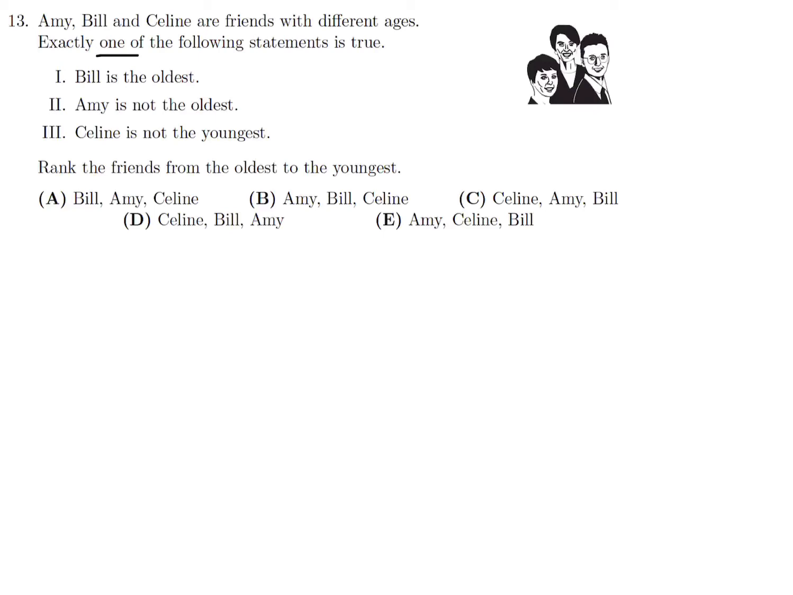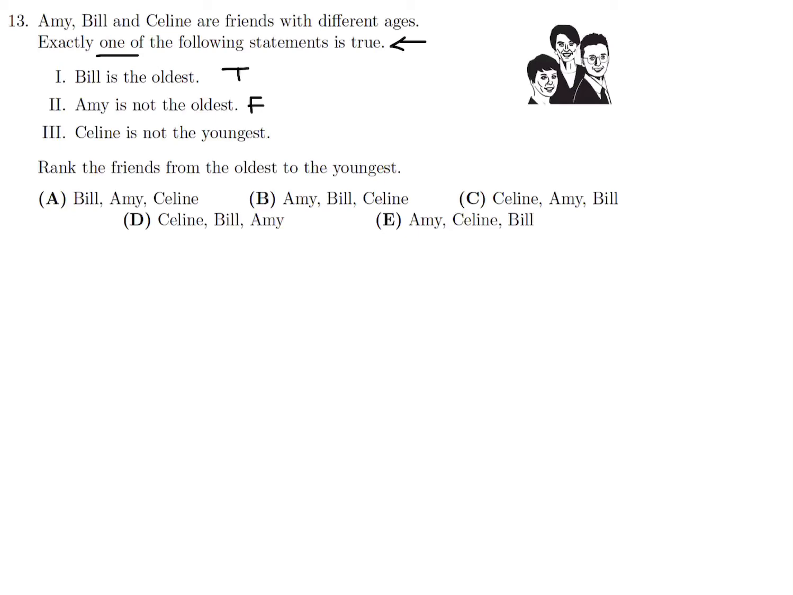Only one of these statements is true. So let's just look at the first two. Bill is the oldest. Let's say that's true. Amy is not the oldest. That has to be false according to the fact that only one of those can be true, right? Both of them cannot be true. Our rules are listed in a way that only one of them is actually true.